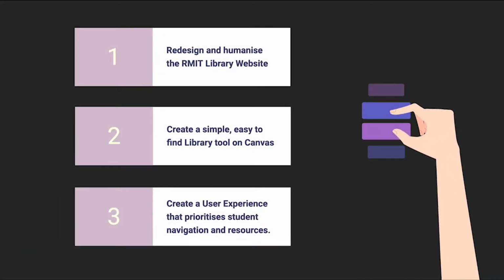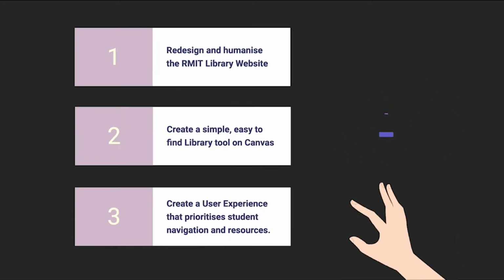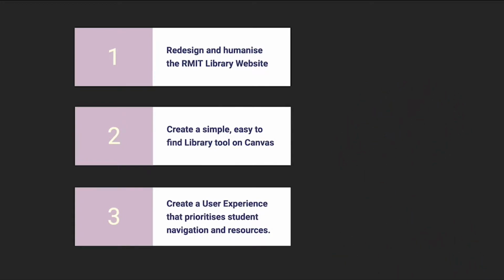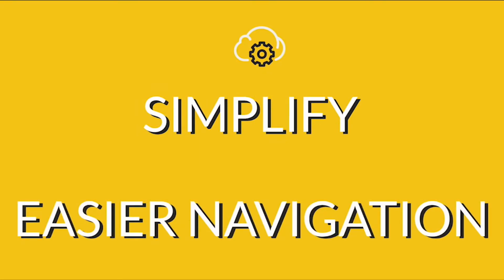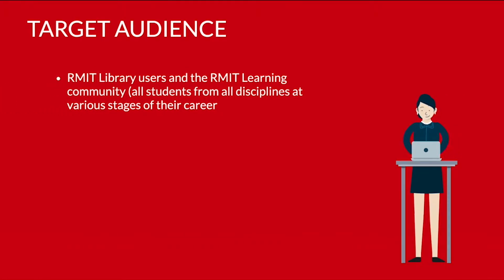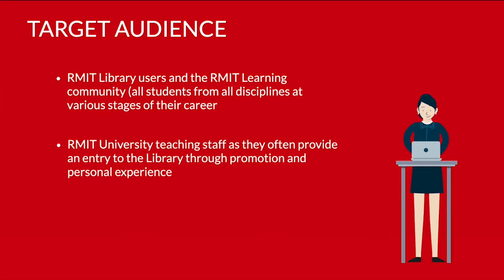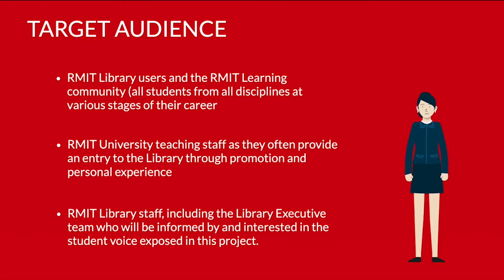website and create a more extensive and easy-to-find library presence on the student site Canvas. Our goal in achieving this comes from our intention to simplify the library's website and make it easier for the platform's target audience to navigate RMIT library resources. We have identified and sorted both our primary and secondary target audiences under three main categories: the RMIT library users and the RMIT learning community, the RMIT University teaching staff, and the RMIT library staff.